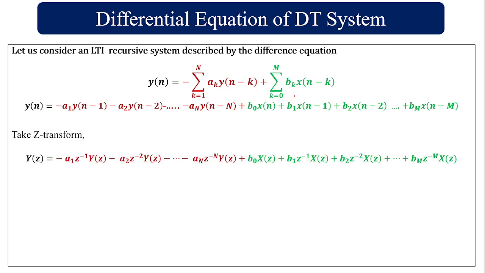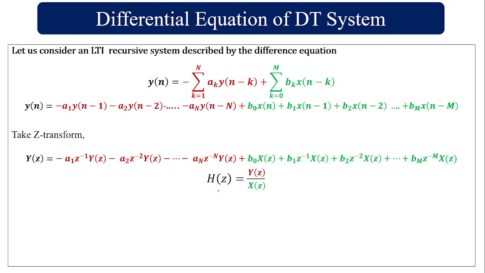So finding the z transformation of this one, your y of n z transformation is y of z, then y of n minus 1 z transformation is z power minus 1 y of z, y of n minus 2 is z power minus 2 y of z, and it goes on. So just move all your y of z to one side and all your x of z to another side to get the transfer function h of z.